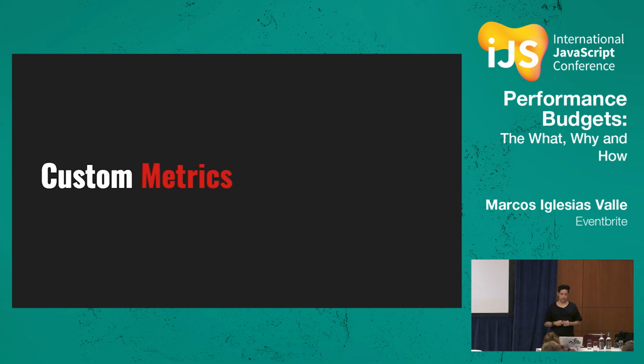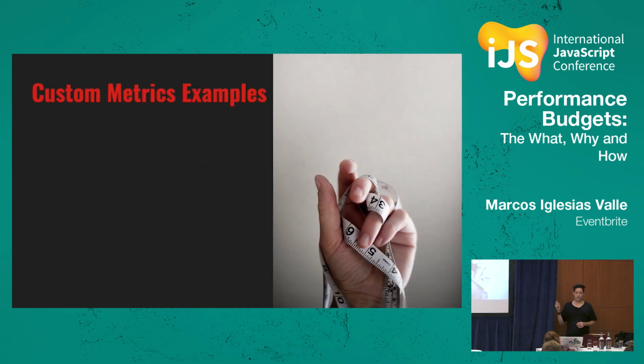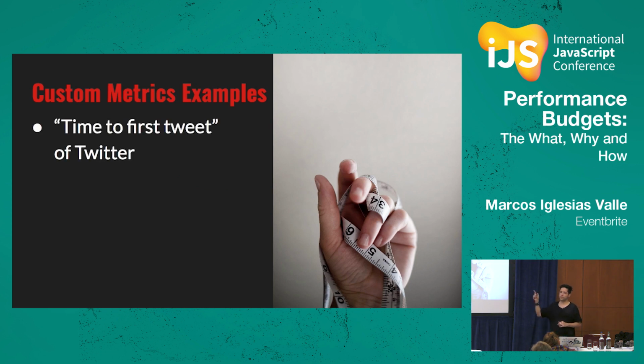maybe you can use Google Analytics as well. Great examples of custom metrics are the time to first tweet of Twitter. Maybe this was the first one to be public. And what they do is that they check when the users actually can tweet. So you go to twitter.com, and the moment that you are actually able to send a tweet, that's where the time to first tweet triggers.